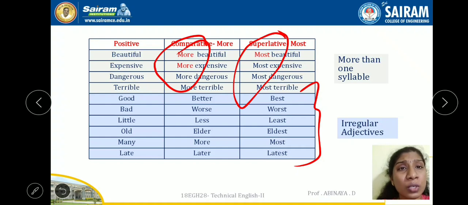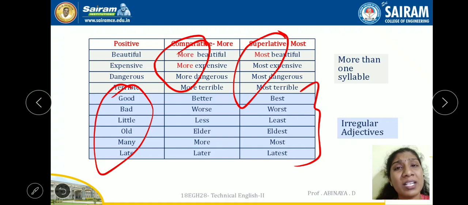All these are this good, bad, little, old, many, late. All these are the positive normal adjective words. We have to change those words entirely to show their comparative and superlative forms of adjectives. Okay, so let's see what are those degrees of comparisons.